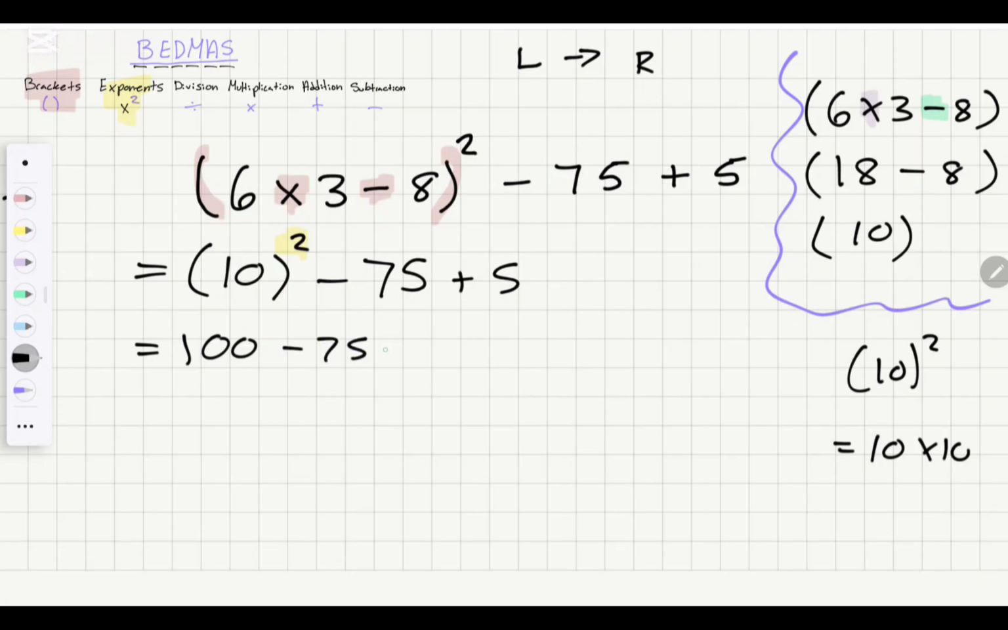Minus 75 plus 5. Do we have any multiplication or division? We actually do not in this equation. So we're going to move on to addition and subtraction, which we do, obviously. So I'm going to work from left to right. 100 minus 75 is 25. Plus 5, equals 30. So there is our answer, 30.